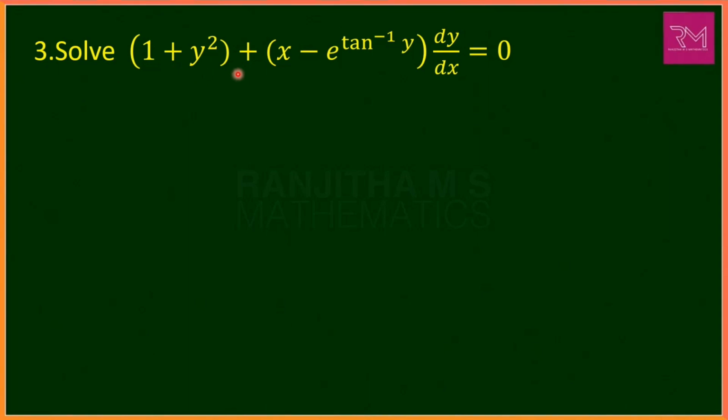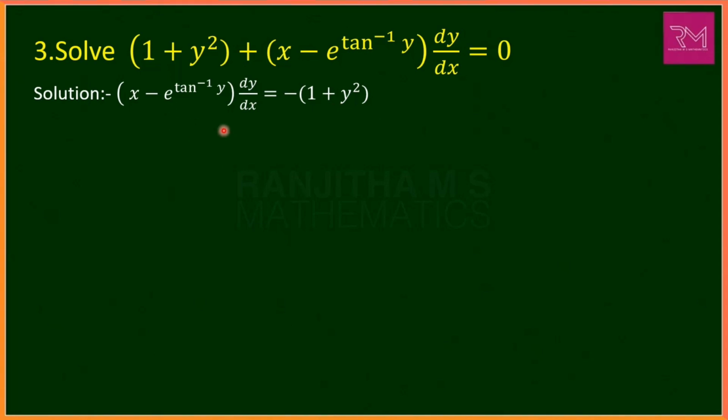Solve 1 plus y square plus x minus exponential power of tan inverse y into dy, which is equal to 0. We have to note that the problem is not directly given in the form of a linear differential equation. Instead, we have to reduce this equation to one of the forms of linear differential equation. For that, take this 1 plus y square to the right hand side, we get x minus exponential power of tan inverse y into dy by dx, which is equal to minus of 1 plus y square.